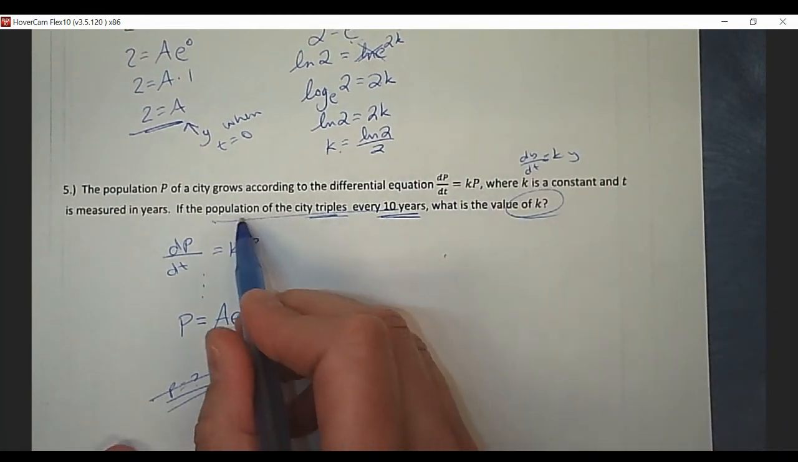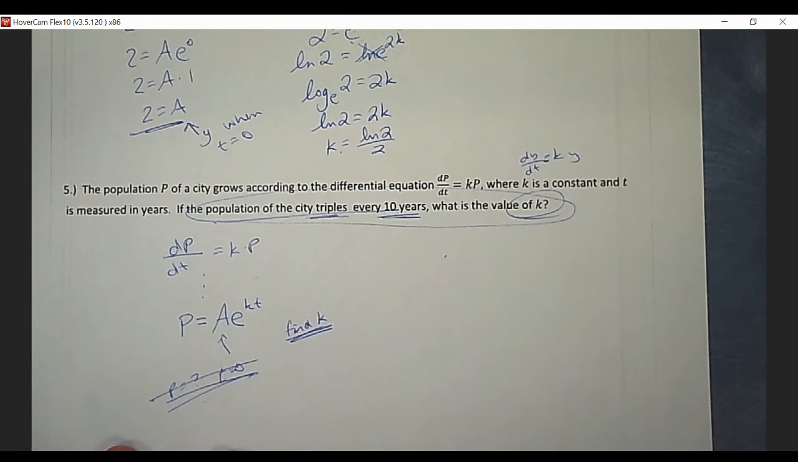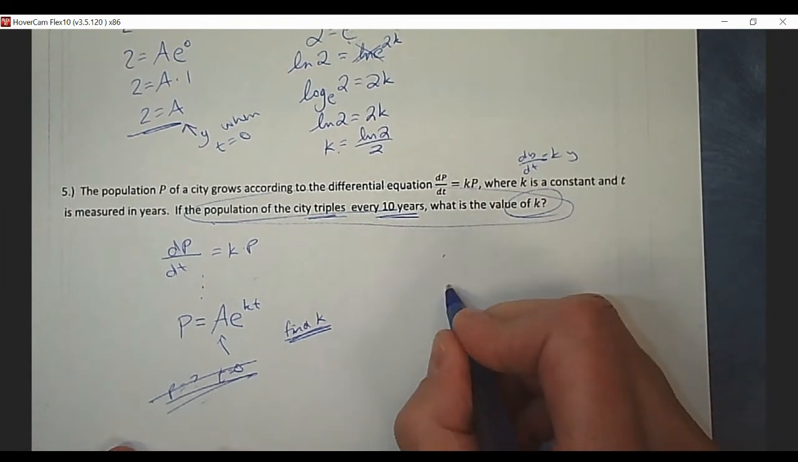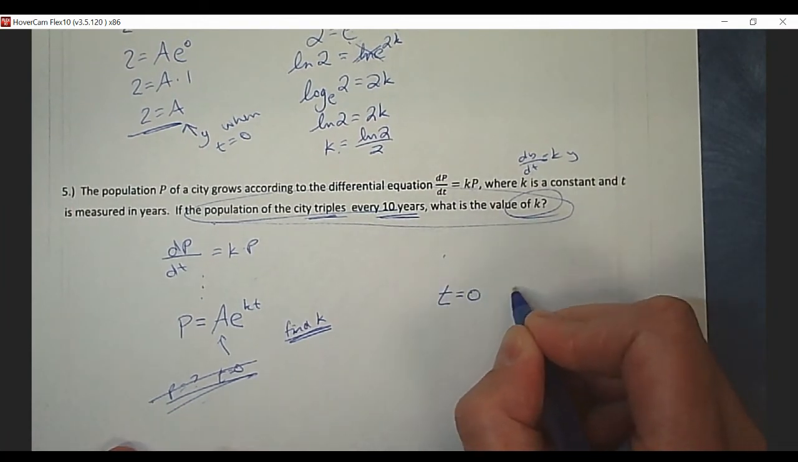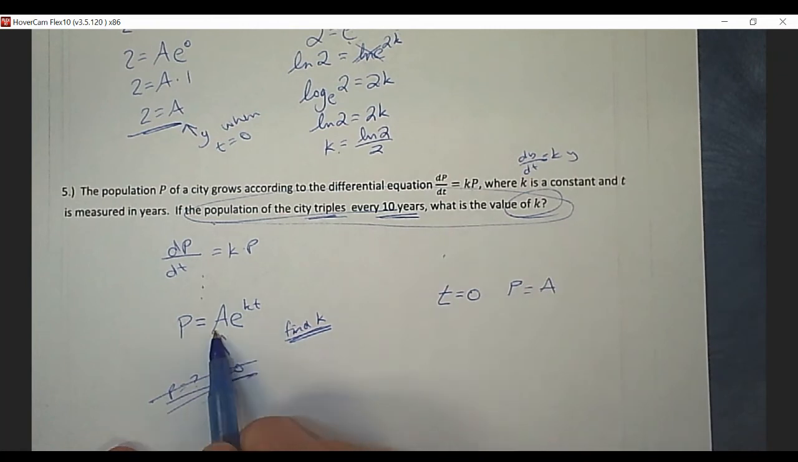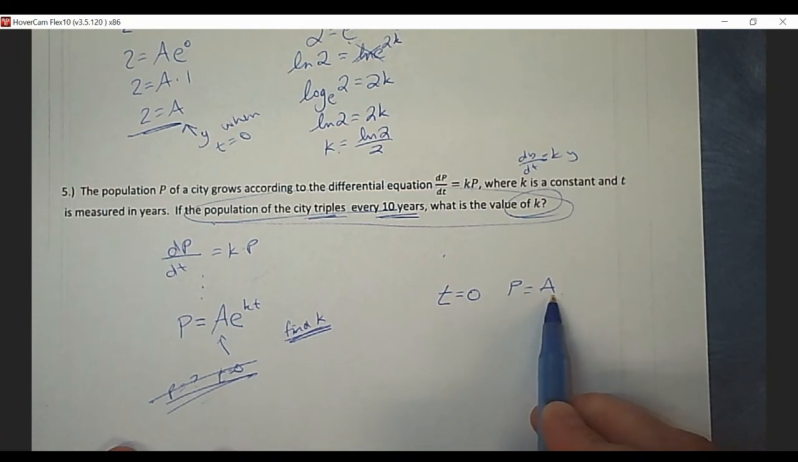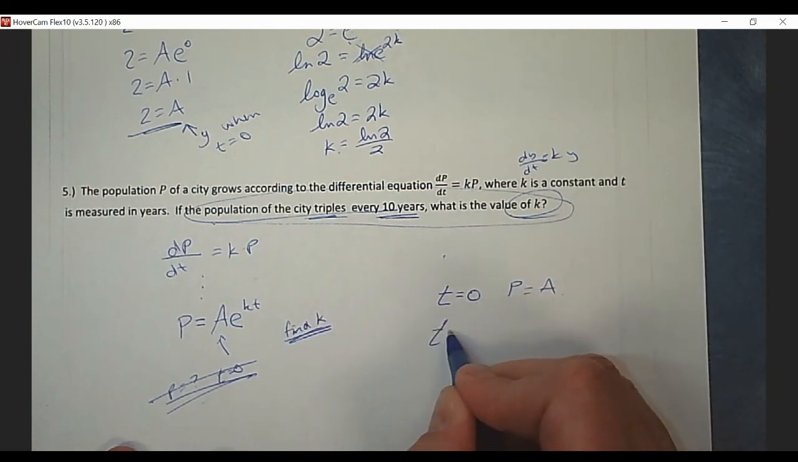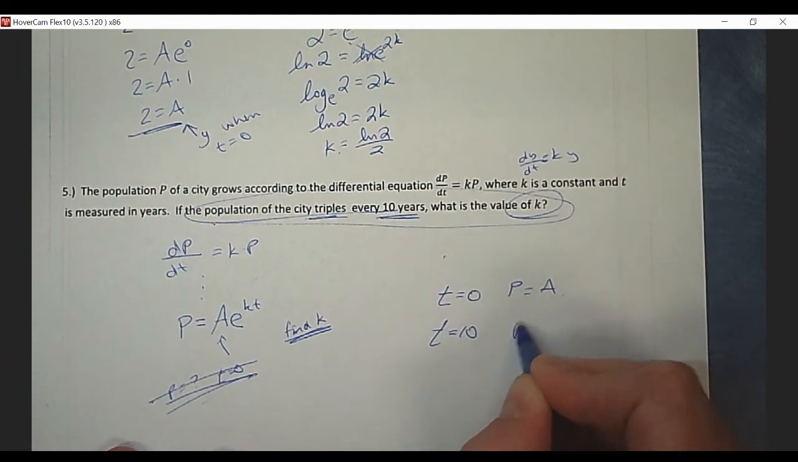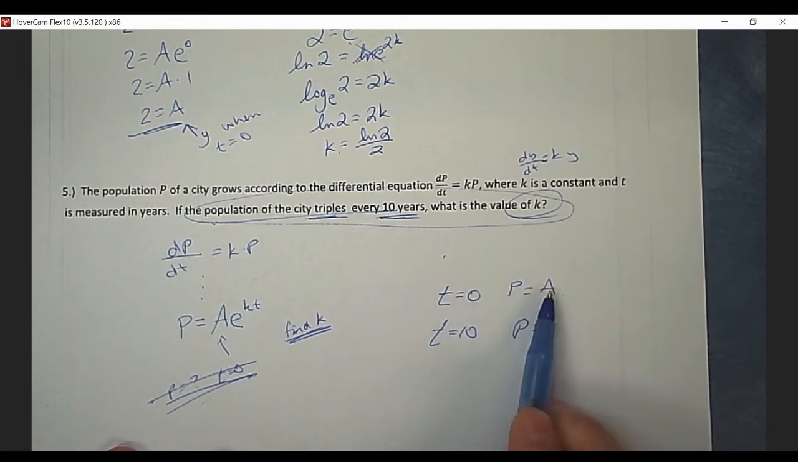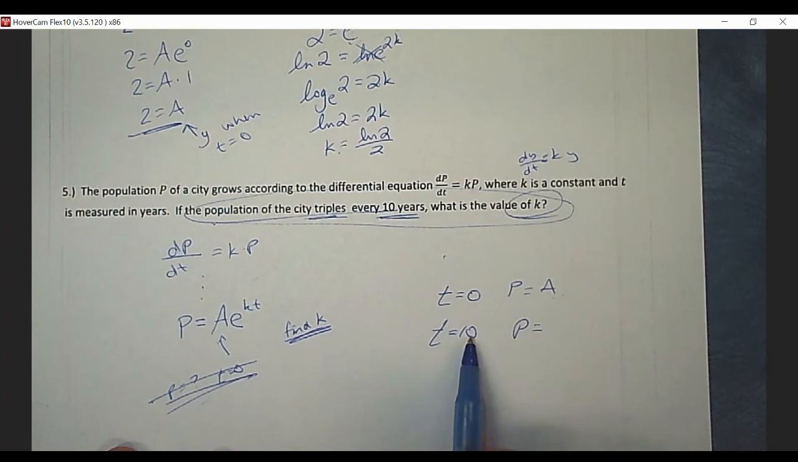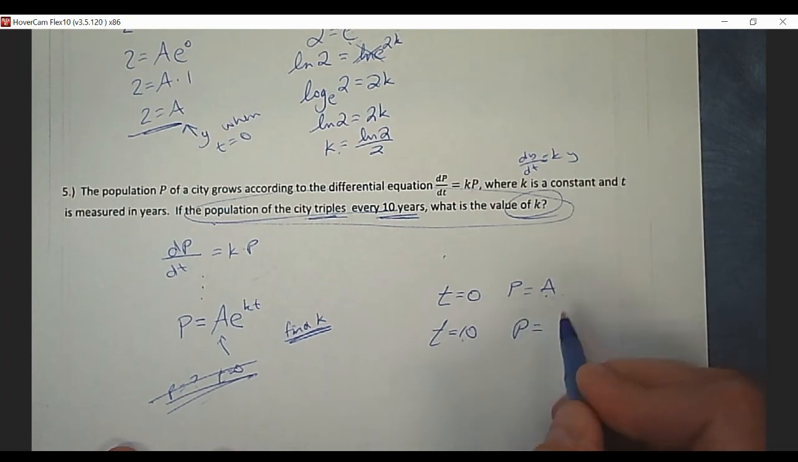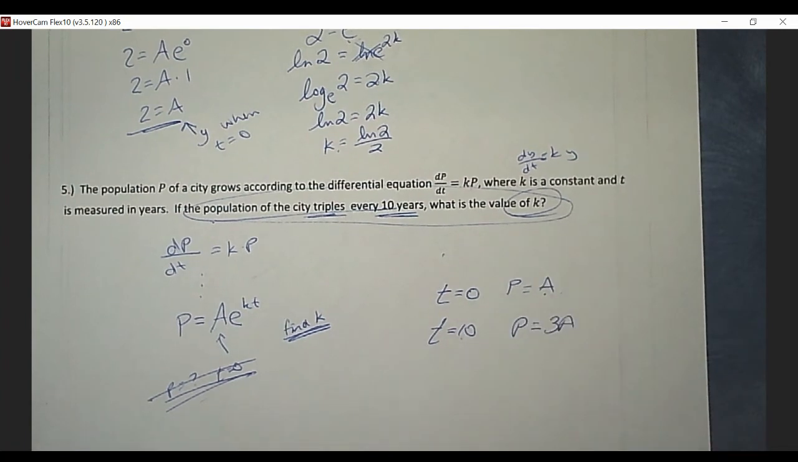The fact that the population triples every 10 years gives you a comparison you can make. So when t equals 0, I'm just going to say the population is A because we know that's the initial value. So when t equals 0, the population is A. I'm just going to use that even though it's unknown. And if the population triples every 10 years, when t equals 10, what will the population be? Well, if the initial population is A and it triples every 10 years, then at t equals 10, the population should be 3 times A.